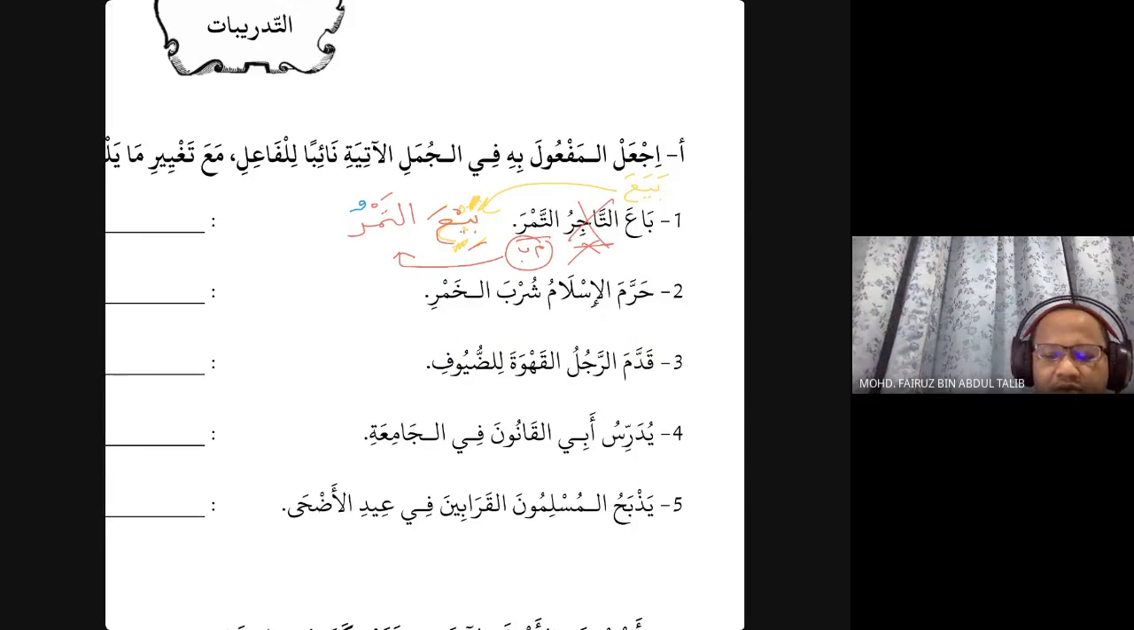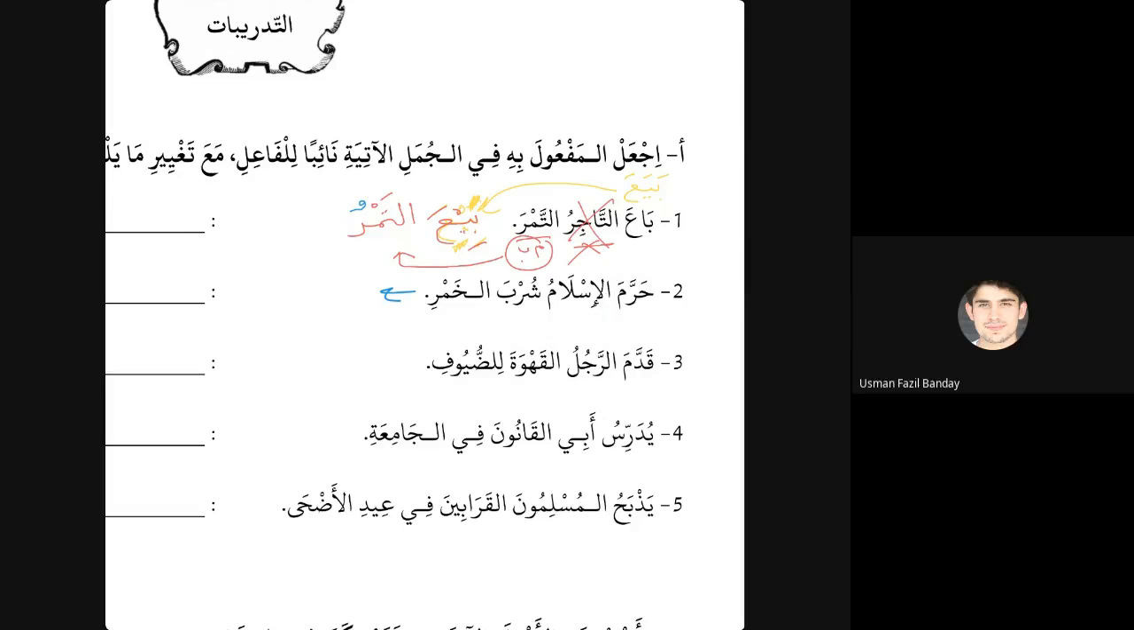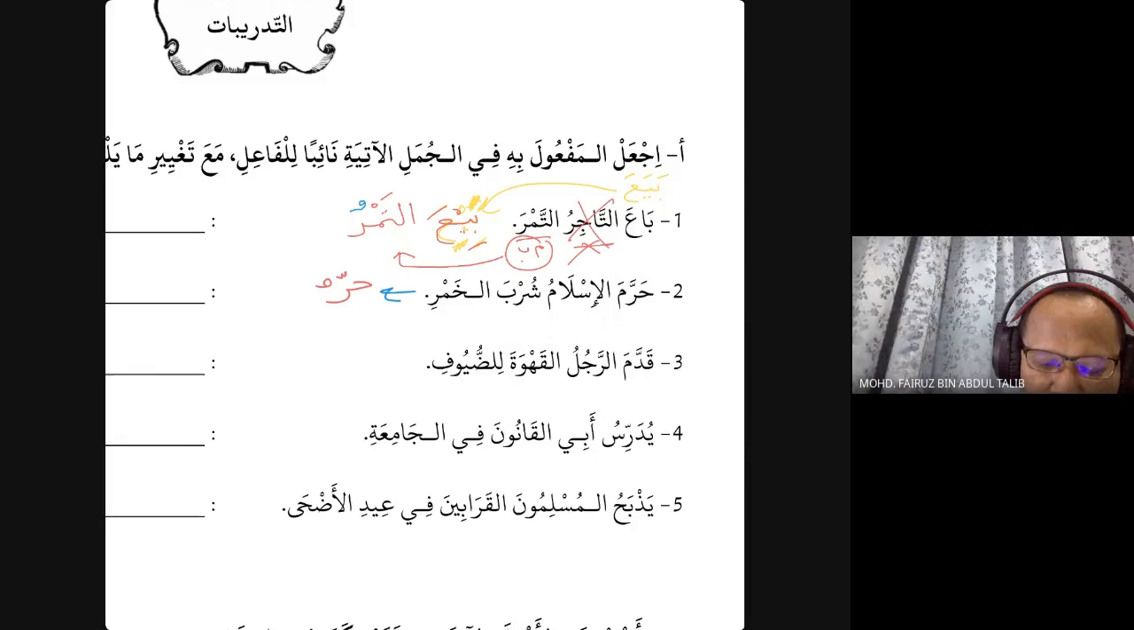Now we change this to mabni lil majhul and we need to change the maf'ulun bih to naibul fa'il. So what is the sentence now? First, what is the mabni lil majhul for the verb harrama? Hurrima, yes, correct. Remember the rules: dhamma and then the second last letter with a kasrah. So the word is hurrima.